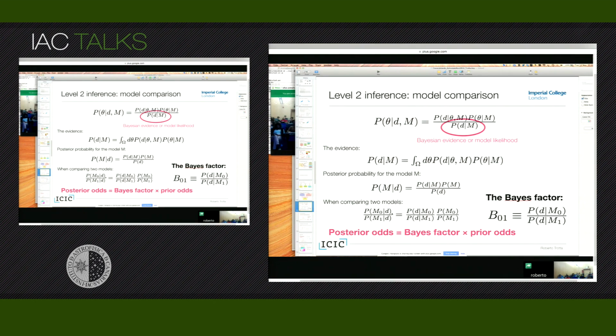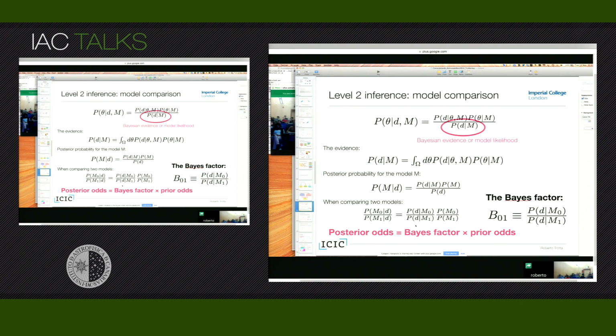In other words, posterior odds, that's to say our posterior relative degree of credibility or belief in the two models, is given by the prior relative degree of belief in the two models times the Bayes factor. The ratio of the model evidences is called the Bayes factor and is denoted by B01. So if I tell you what the Bayes factor is, you can then update your prior degree of belief in the two models, in the light of the data, to the posterior degree of belief.